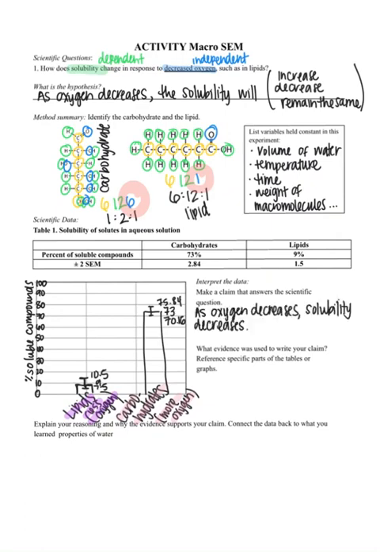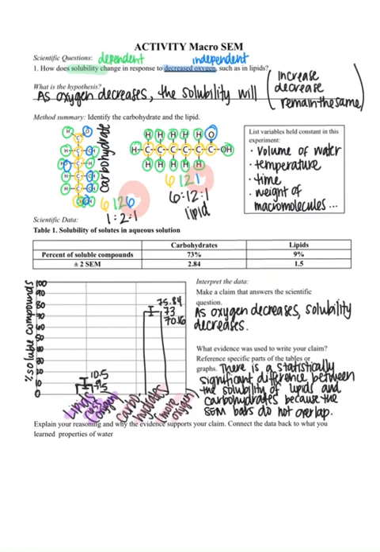So that's my claim. My evidence is going to be what I looked at in the graph to make me come up with that claim. In this case, it is those SEM bars that show that statistically significant difference. So I could say that the lipids that have less oxygen have a statistically significant difference and are lower than carbohydrates that have more oxygen.